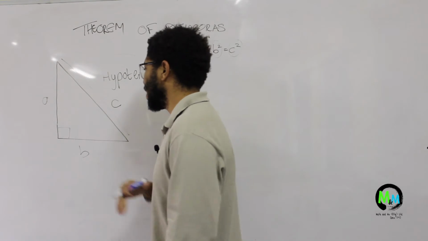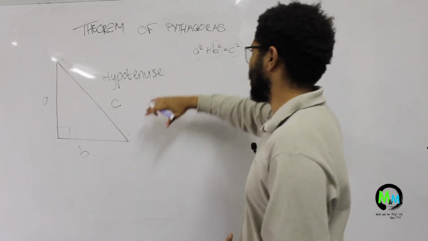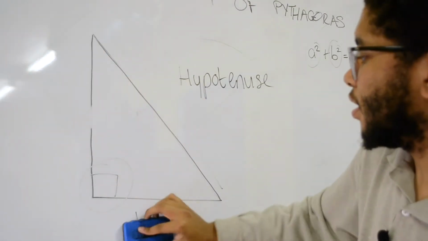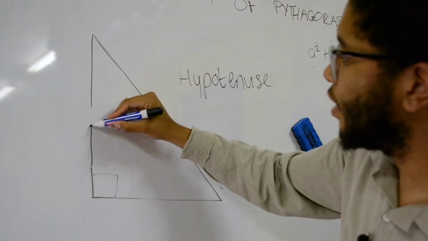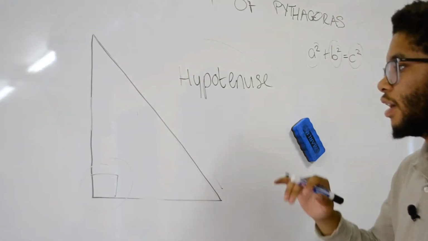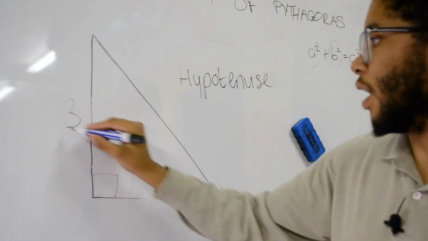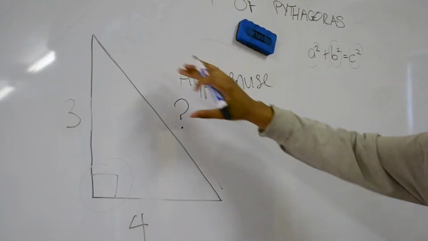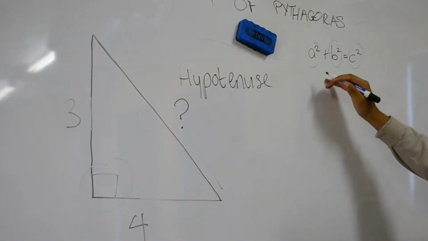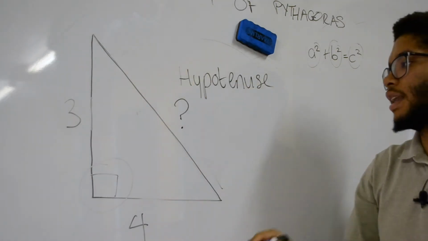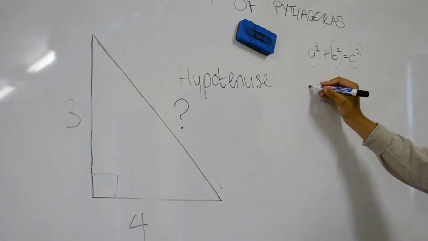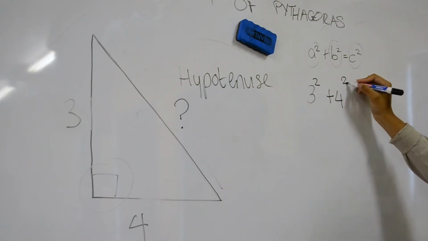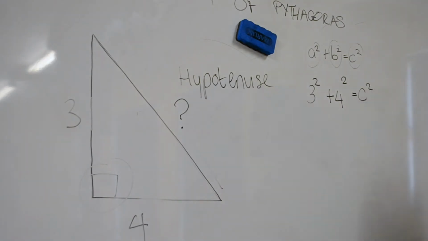So let's do a couple of examples just to go through our theorem of Pythagoras. For our first example, I'm going to fill in two side lengths and then we are going to find the other one. So I'll put 3 here, 4 here, and then we are going to find our unknown, which is our hypotenuse. Each side represents a letter, so I'll have 3 squared plus 4 squared is equal to our unknown c squared.